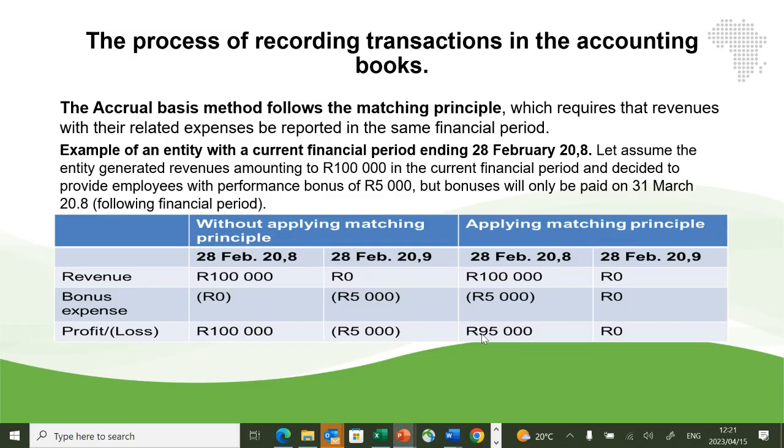Now we see that we end up with 95,000 rand. That's why we are emphasizing here that the accrual basis follows what? The matching principle. So it requires that the revenues with their related expenses be reported in the same financial period.